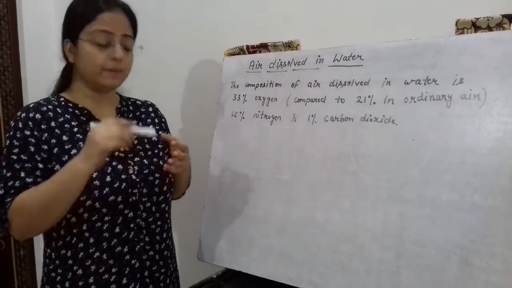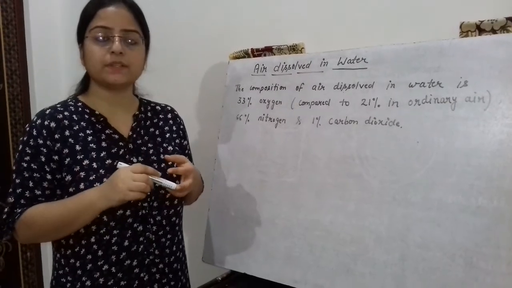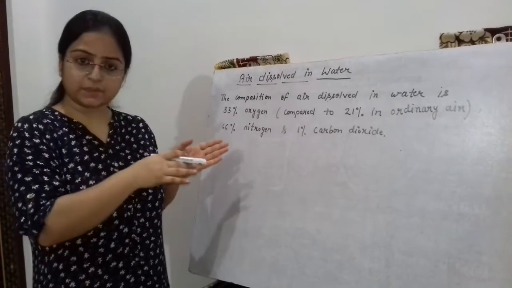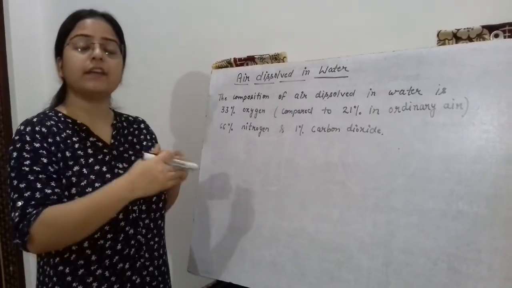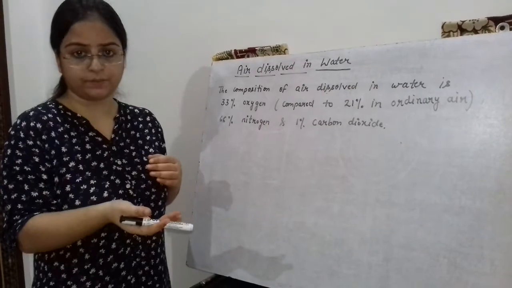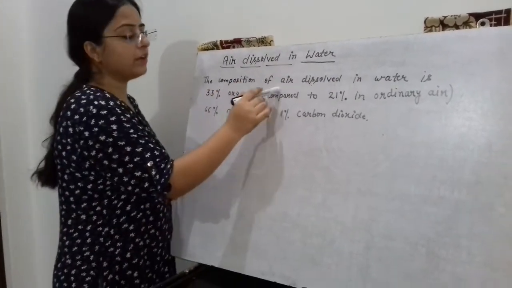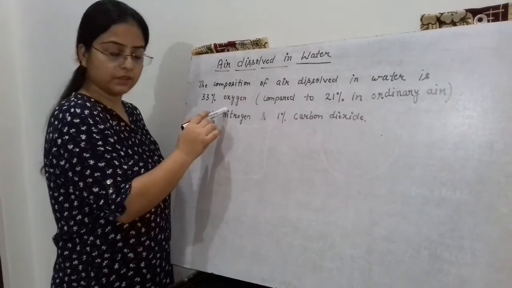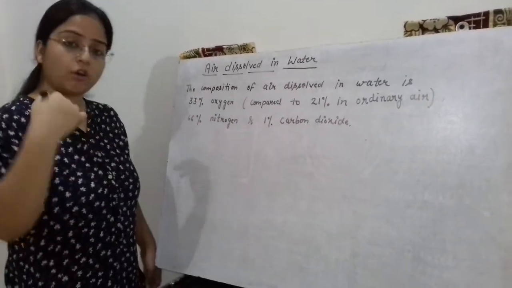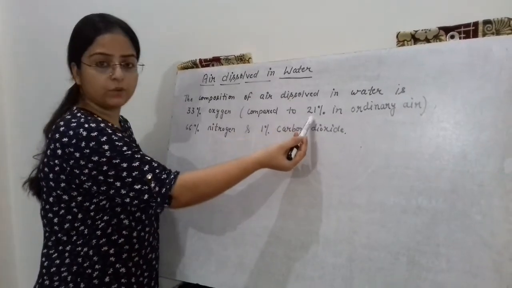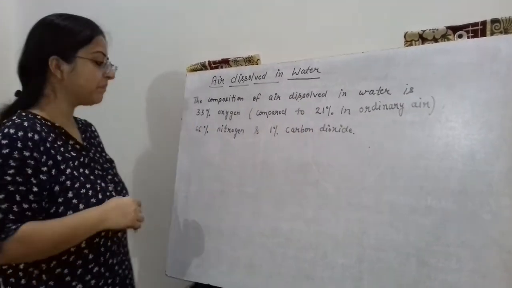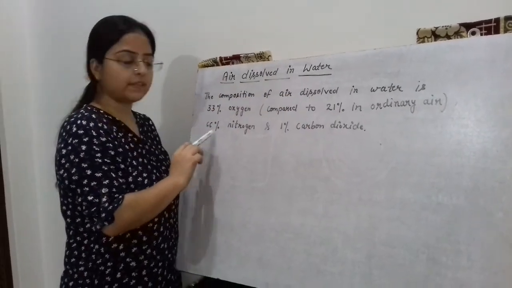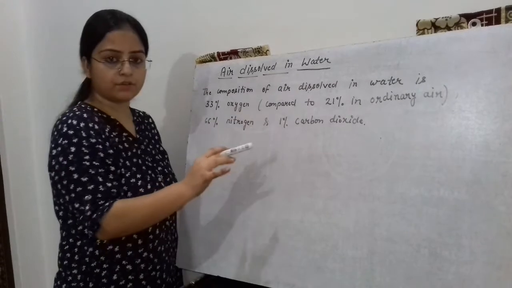What does composition mean? Percentage of different gases which are present in the air. It varies when air is present in the dissolved state and when it is ordinary air. The composition of air dissolved in water is 33% oxygen, whereas in ordinary air the percentage of oxygen is 21%. The air dissolved in water contains 66% nitrogen and 1% carbon dioxide.